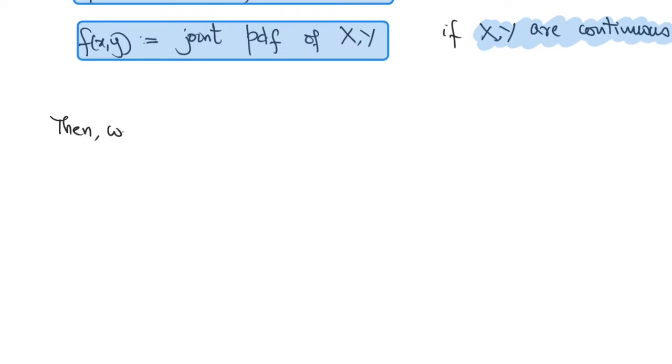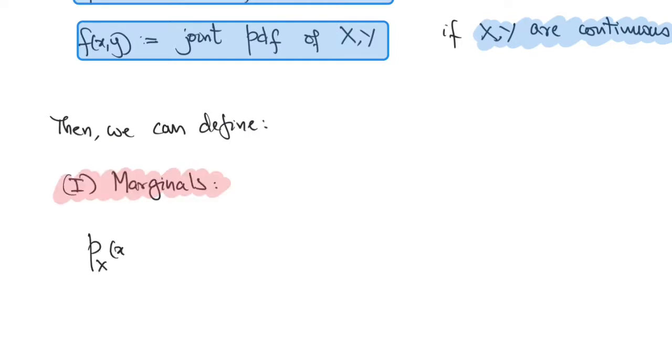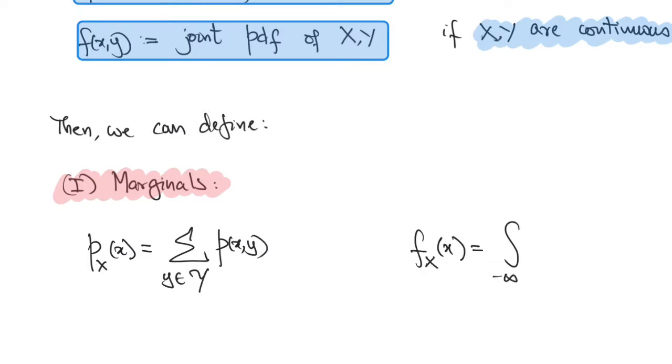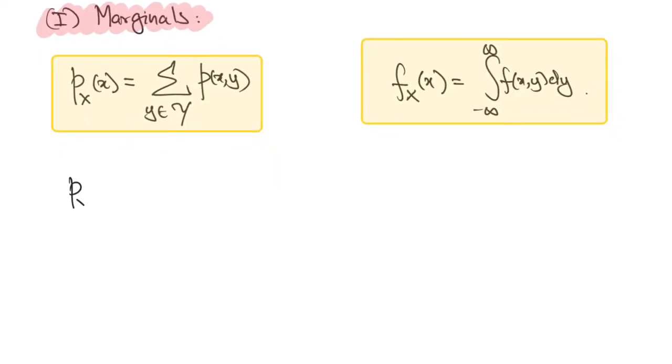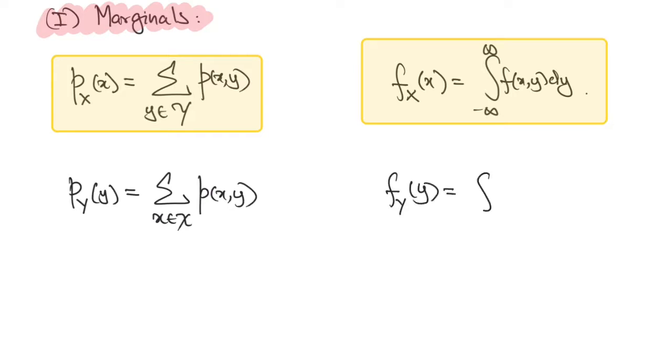Then we can define the marginals, for example, p_X, which is going to be the sum over all y's inside script Y of p_{X,Y}. Similarly, the marginal with respect to x in the setting of the continuous random variable is going to be an infinite integral. We can similarly define the marginals p_Y and f_Y.